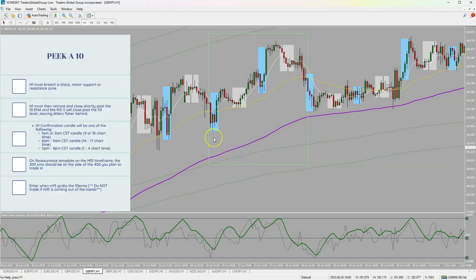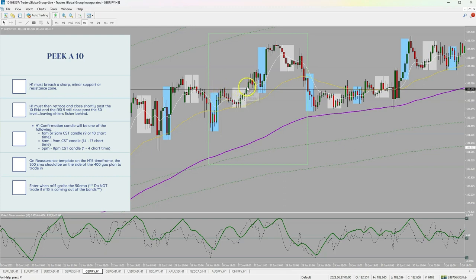Okay, so the first rule of Peak of 10 is that H1 has to breach a sharp minor support or resistance zone. In this situation, you can see we're in an uptrend. At some point in this uptrend, we came to this sharp area of resistance. So I'm going to mark a line right at the top of that. As you see, prices came up, straight back down. That's sharp. At that point, it came back and H1 broke and closed past that area of resistance, that sharp area. So that's rule number one.